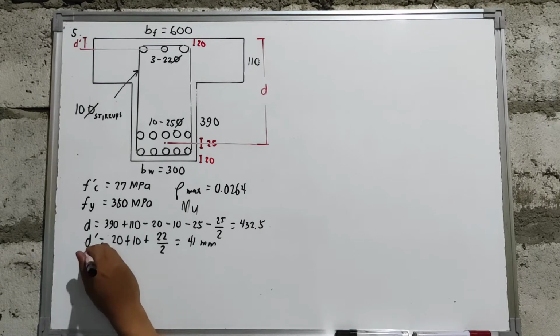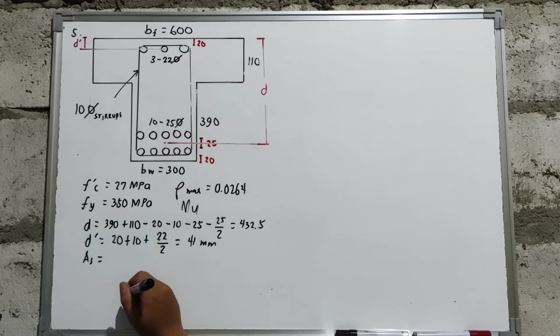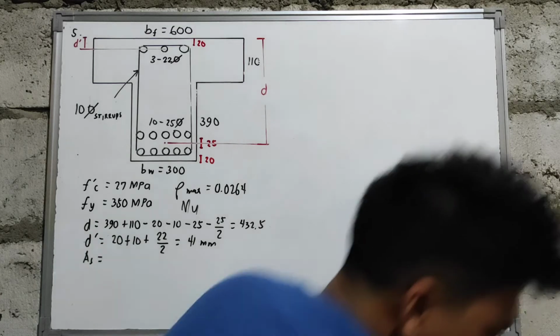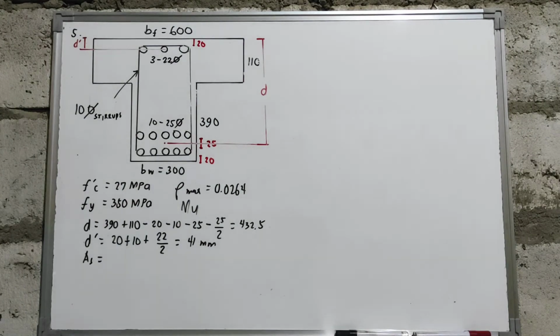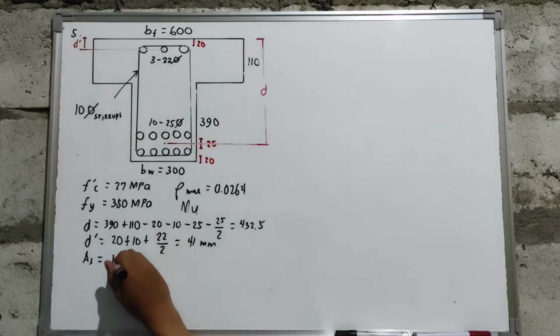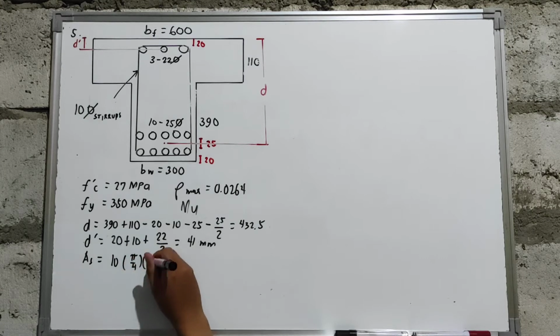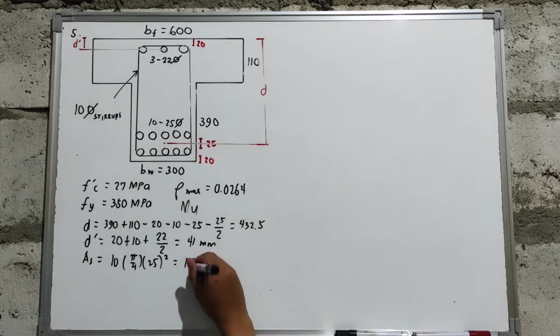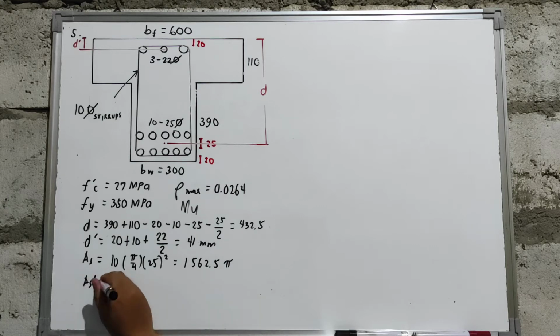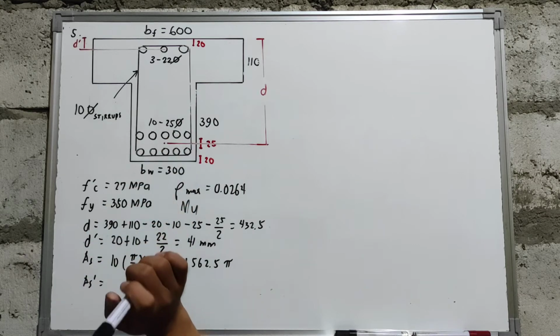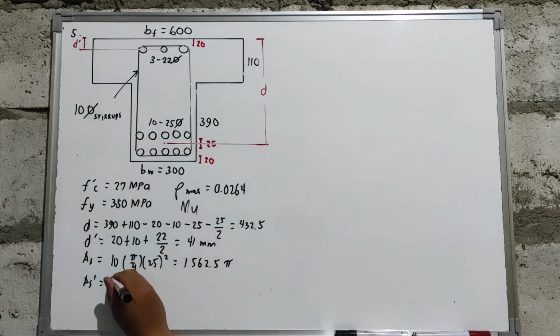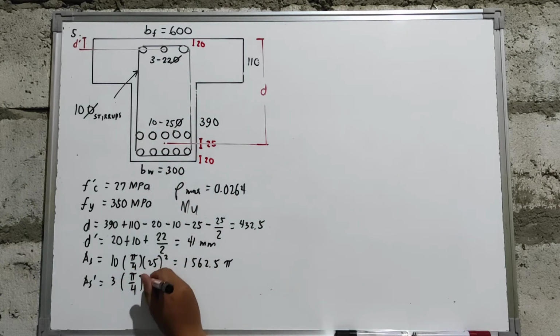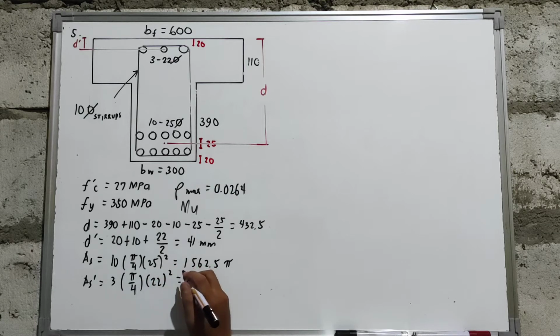So next, let us calculate the value of your As and the value of your As'. For As, we have 10 pieces of bars with a diameter of 25 mm. So you will have 1,562.5 mm squared. For As', that is our compression steel bars, we have 3 pieces of 22 mm diameter bars. So you will have a value of 363 pi.